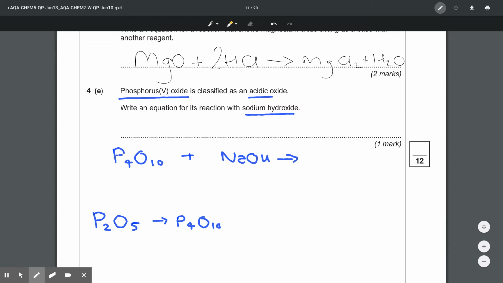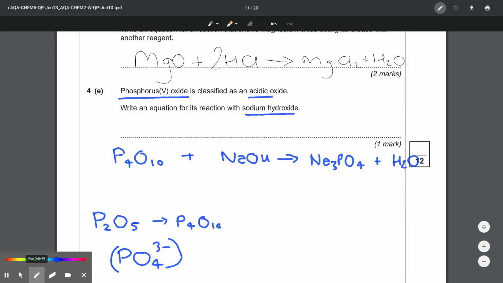to use some valency and equation practice to know that the phosphate ion, the PO4 substance in the phosphate ion, is a 3- ion. So when that reacts with sodium, which has a valency of 1, we're going to generate the Na3PO4 substance, and then obviously acid plus base gives salt plus water, so the final product is going to be water. And we then just have to balance it up.